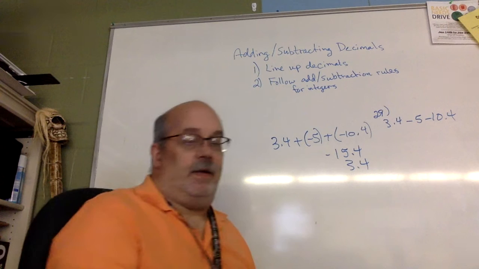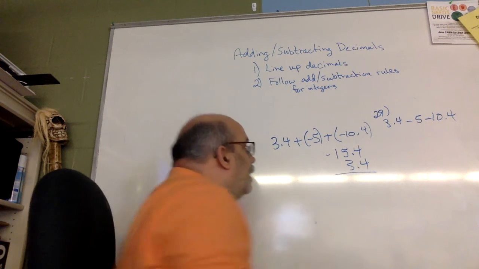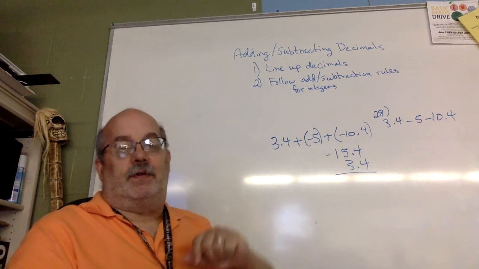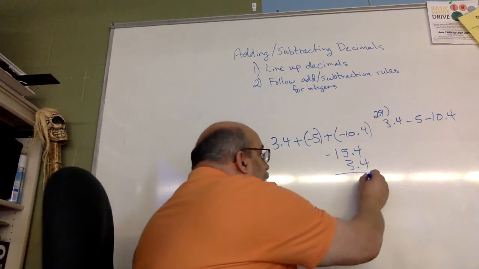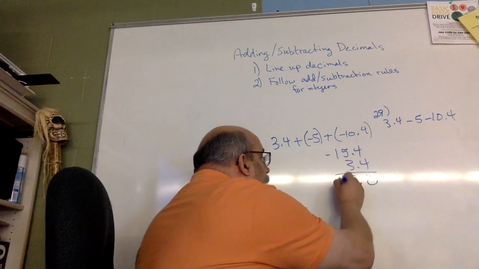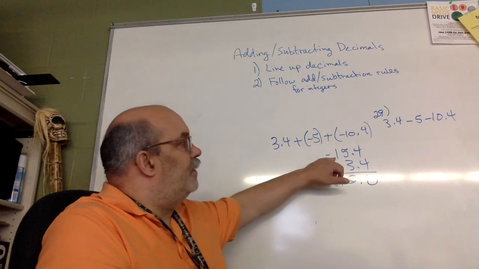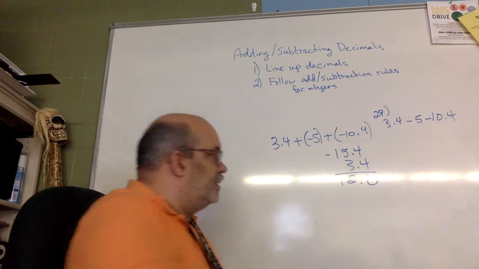We'll put 3.4 underneath it so we can line up the decimals. 3.4 is positive, 15.4 is negative, so they're different. We're going to subtract. I get 12. 15.4 is larger than 3.4, so we take its sign, which is a negative.